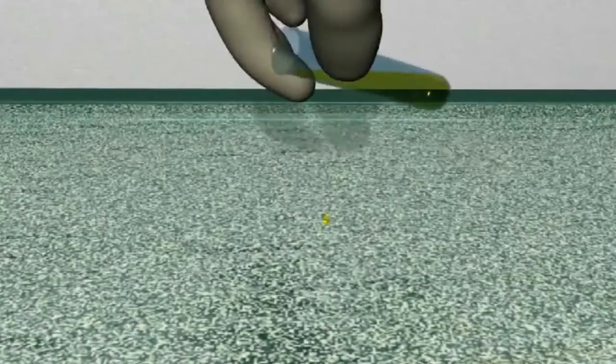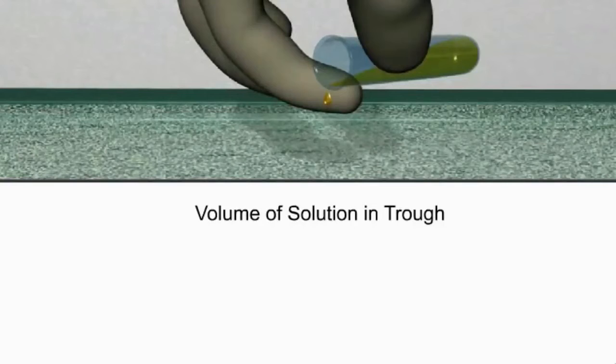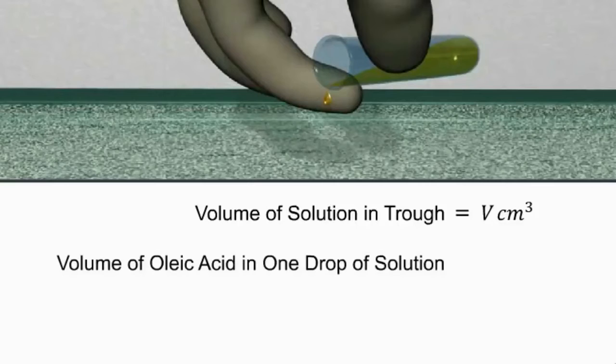By pushing away the lycopodium powder from the point where the drop is dropped on the surface, this makes the circular film of the acid drop identifiable on the water surface. Quickly, we measure the diameter of this circular film to determine its area, A. Let the approximate volume of a drop of solution dropped on the surface of water in the trough be V centimeter cube. As the concentration of oleic acid is 1 by 400 in the solution, the volume of oleic acid in each drop of the solution is V by 400 centimeter cube.